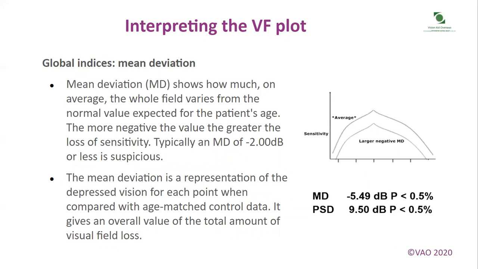Global indices, mean deviation. Mean deviation shows how much, on average, the whole field varies from the normal value expected for the patient's age. The more negative the value, the greater the loss of sensitivity. Typically, a mean deviation of -2 decibels or less is suspicious. The mean deviation is a representation of the depressed vision for each point when compared with age-matched control data. It gives an overall value of the total amount of visual field loss.